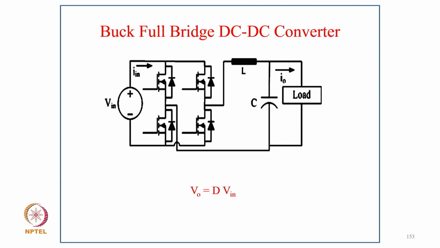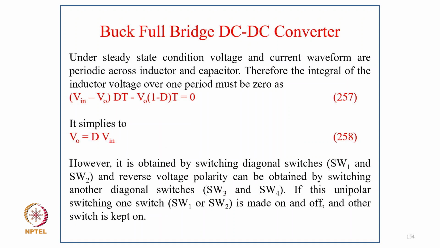And coming to the full bridge DC-DC converter, that is V equal to D into VT, as you can see in the circuit. Under the steady state condition, voltage and current waveforms are periodic across the inductor and capacitor, therefore the integral of inductor voltage over the current period must be 0. So Vin minus VO equal to DT minus VO (1 minus D) T equal to 0. So it simplifies to VO equal to DV.